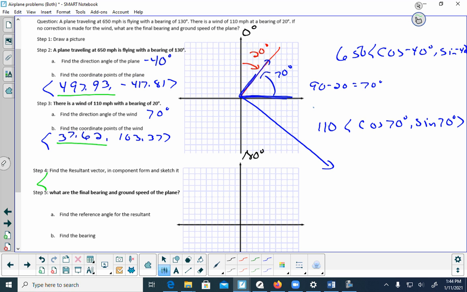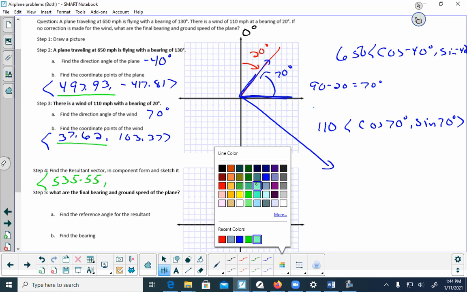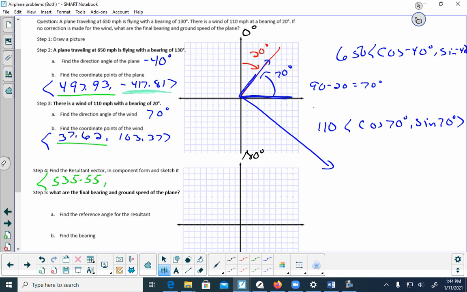Find the resultant. To find the resultant, I am going to add the 497.93 to the 37.62. And when I add those, I get 535.55. And then I'm going to add the negative 417.81 to the positive 103.37 and get negative 314.45. So that is my point. My point is 535.55, negative 314.45. So it's here somewhere-ish.